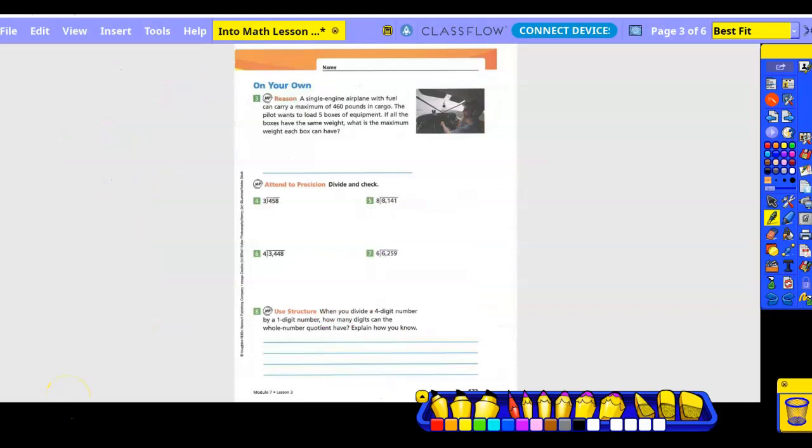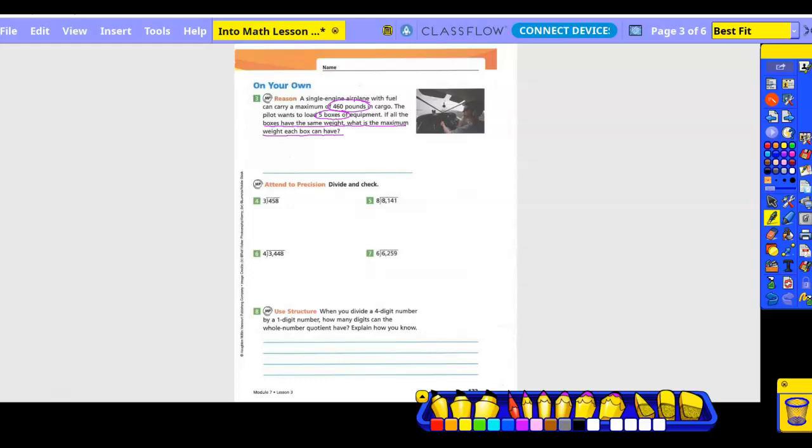On your own, number 3, reason. A single engine airplane with fuel can carry a maximum of 460 pounds in cargo. The pilot wants to load 5 boxes of equipment. If all the boxes have the same weight, what is the maximum weight each box can have? So we need to pull out our information. What are we pulling out? 460 pounds, 5 boxes. And then if they all have the same weight, what is the maximum weight of each box?